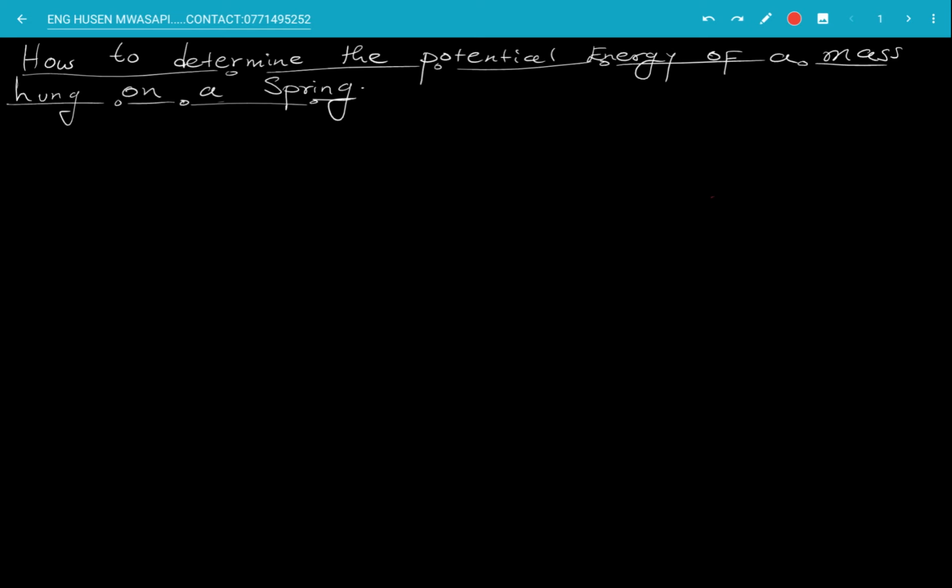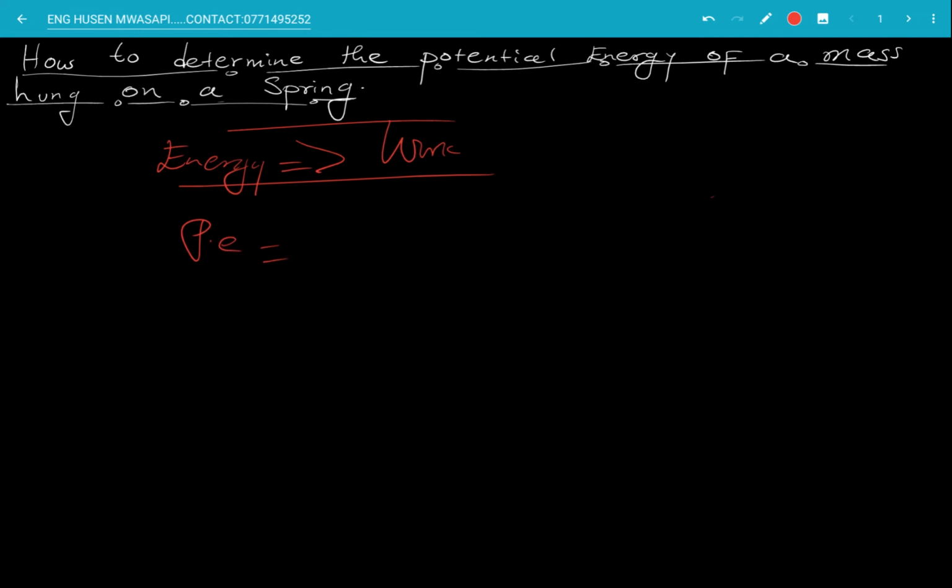Alright, let's get to it and see how best we can understand. Potential energy isn't actually a difficult thing to understand. As we all know, energy just talks about the ability that we have to do work. Our capacity to work is energy. As we mostly all know, potential energy is just the energy that the body has as a result of its position.